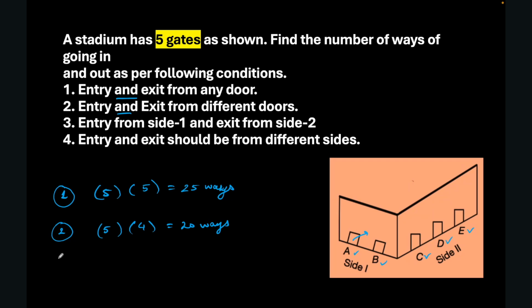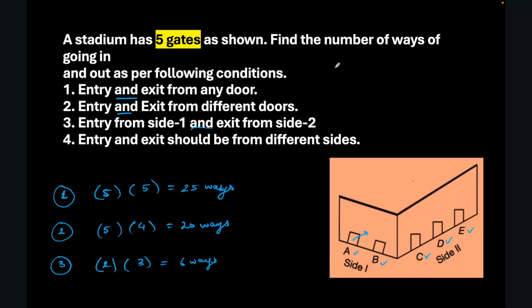Let's look at condition number 3, okay? Condition number 3 says entry from side 1 and exit from side 2. Okay, no problem. How many doors are on side 1? Well, there are 2 doors. So entry from 2 doors, and exit, right? And so again we multiply, and exit. So there are 3 doors. So 2 times 3, which gives us 6 ways. Okay.